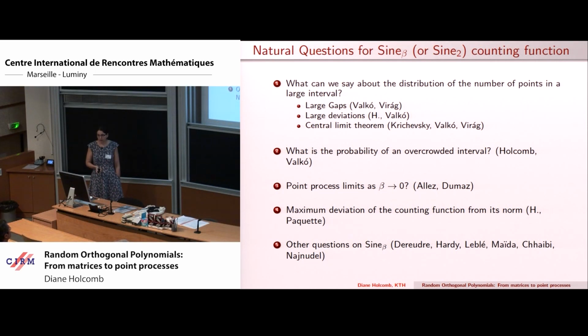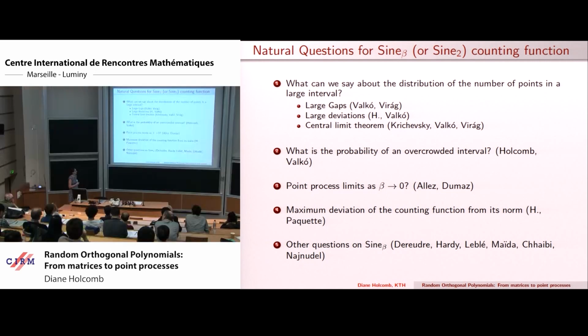So this is what we can do. I want to tell you a little bit about what we can do, or why we might be interested in something like the maximum deviation of the counting function from its norm.